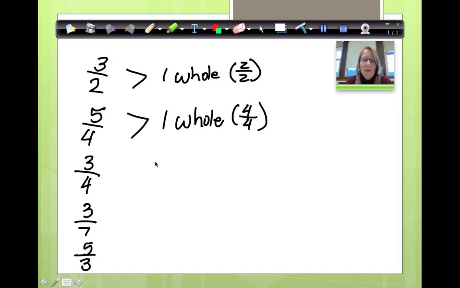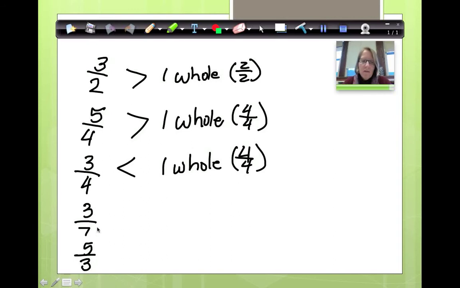Okay, 3/4. Is that greater than or less than a whole? Well, how many fourths does it need to make 1 whole? It needs 4/4. So, is that greater than or less than? That'd be less than 1 whole.